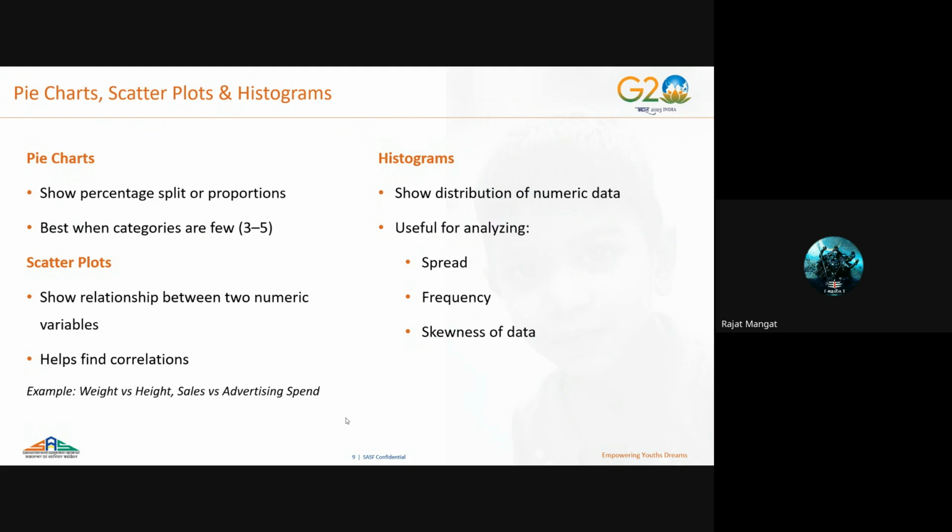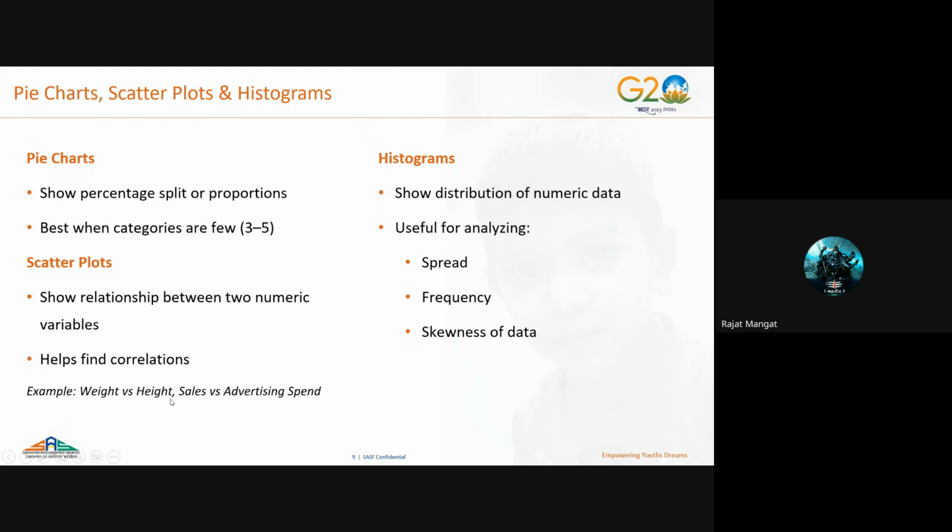Histograms show the distribution of numeric data, useful for spread, frequency, and skewness of data. These are some mathematical terms. We will discuss them when we do the practicals, to show you what skewness of data actually means. Frequency is basically how many times something has occurred. Spread, we will see later on. If I explain it right now, you will not understand it, but when we do the analysis, you will surely understand it. Scatter plots also have some examples, like weight and height.